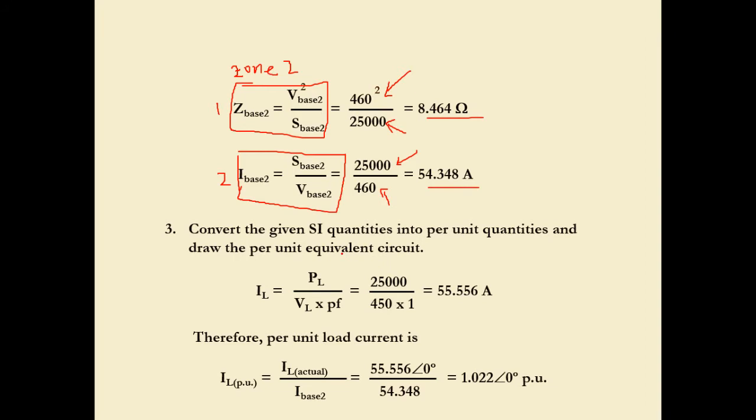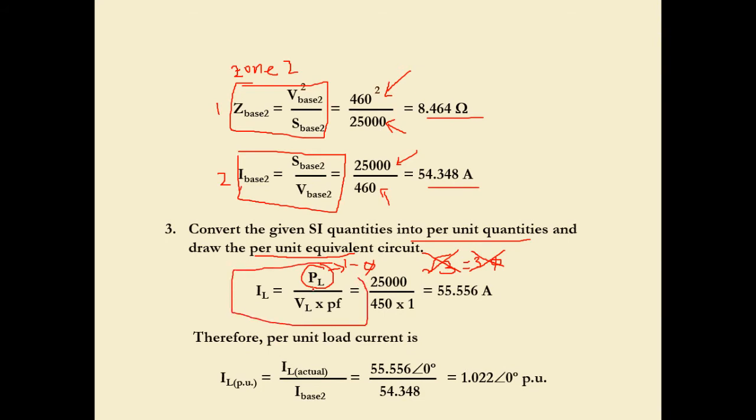So convert the given SI quantities into per unit quantities and draw the per unit equivalent circuit. So this is the equation for per unit of single phase power. So remember, this is single phase power. So everything into per unit quantities, and we are going to draw the per unit equivalent. Thus, the P is reflecting the single phase. That's why we don't have the square root 3 in the equation. That is for three phase, but in this particular example, we convert everything into single phase.